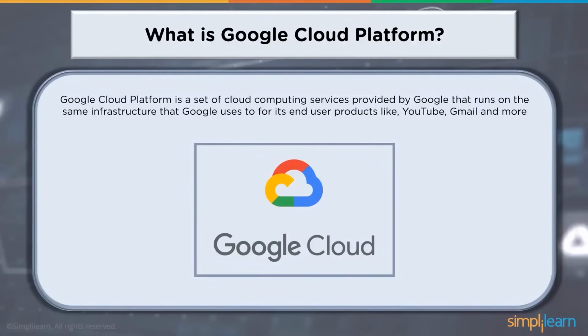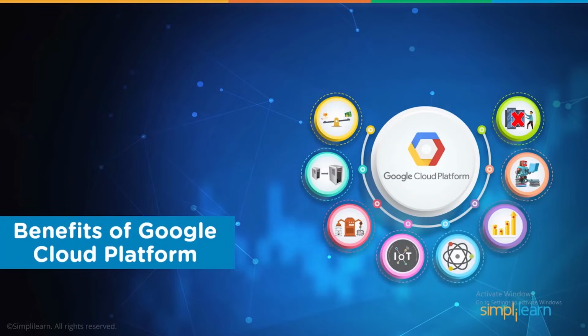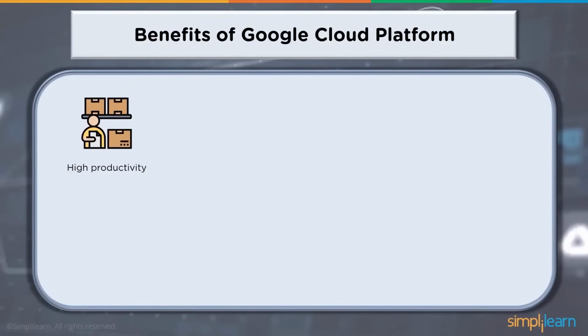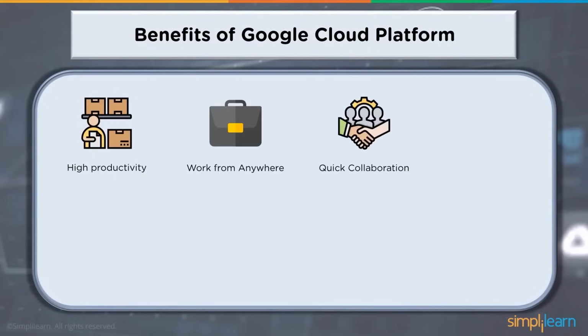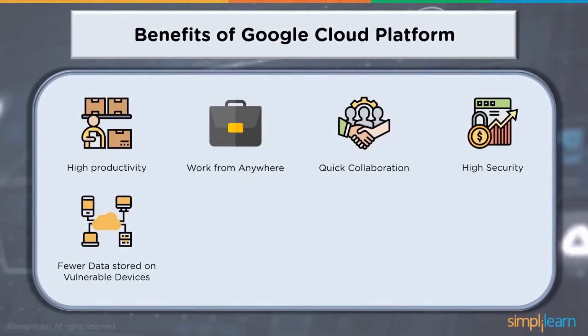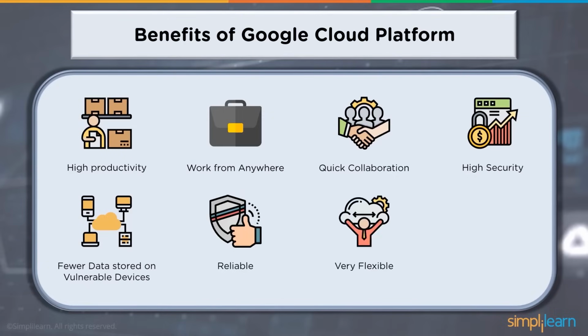So what is Google Cloud Platform? It is a set of cloud computing services provided by Google that runs on the same infrastructure that Google uses for its end user products like YouTube, Gmail, and so on. Let's learn about the benefits of Google Cloud Platform, such as high productivity, working from anywhere, quick collaboration, high security, fewer data stored on vulnerable devices, reliable resources which can be used across the organization, across geographical regions, across countries, very flexible, which allows organizations to scale up and down as the demand rises or declines, and cost-effective solutions for various use cases. These are some of the benefits.